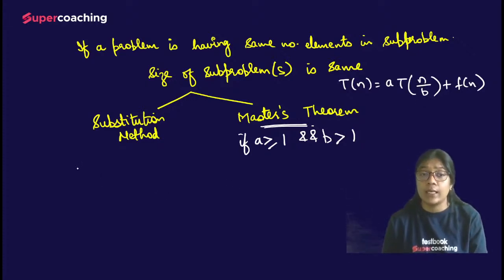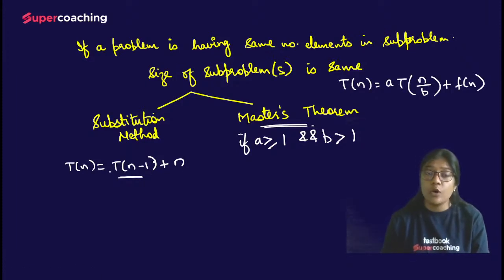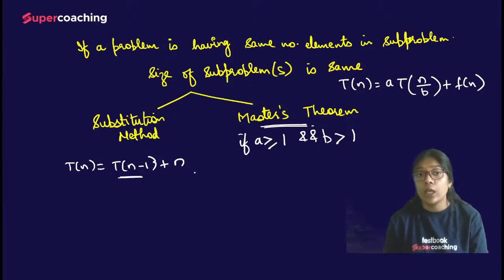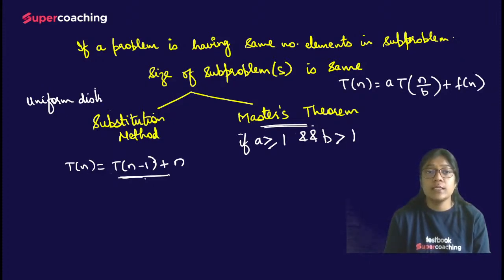For example, if I'm getting the recurrence relation like T(n) = T(n-1) + n, here you have only one part of the subproblem, so definitely we can go for the substitution method but not Master's theorem, because here the value of a satisfies the condition but the value of b does not. So on this recurrence relation I can use the substitution method but I cannot use the Master's theorem. So basically these two methods are used when we have the concept of uniform distribution. Make sense?